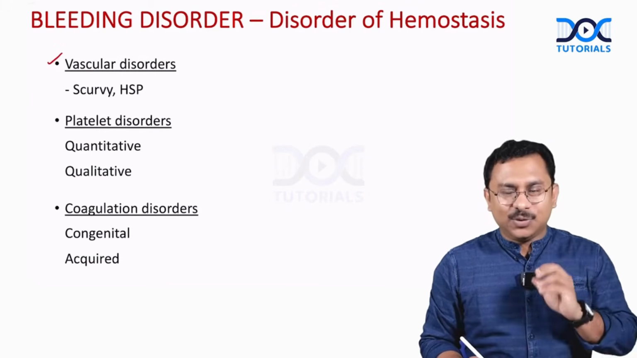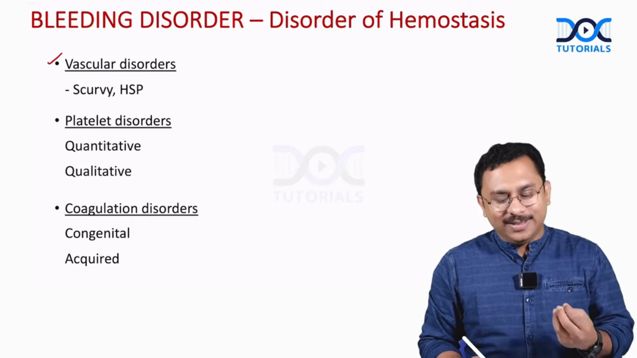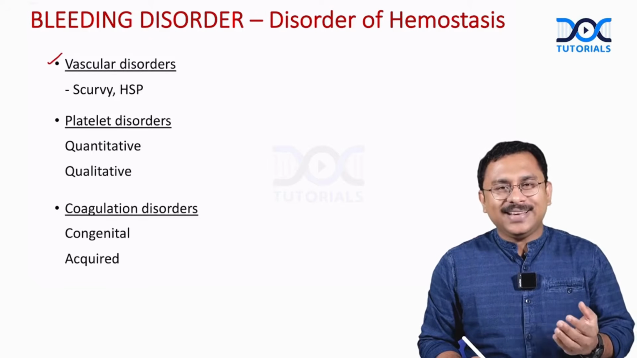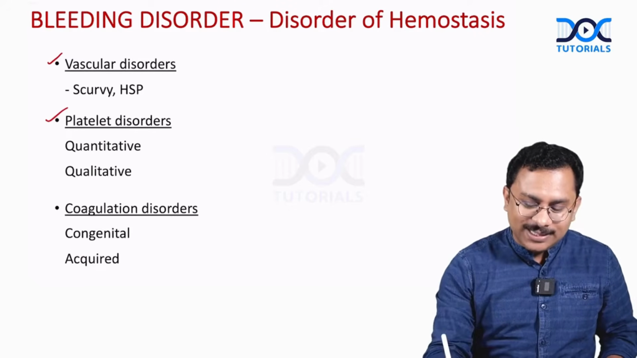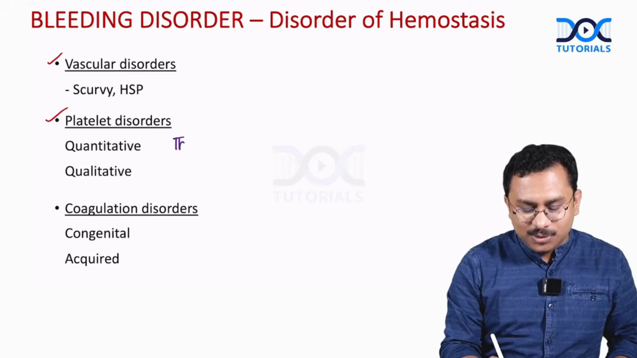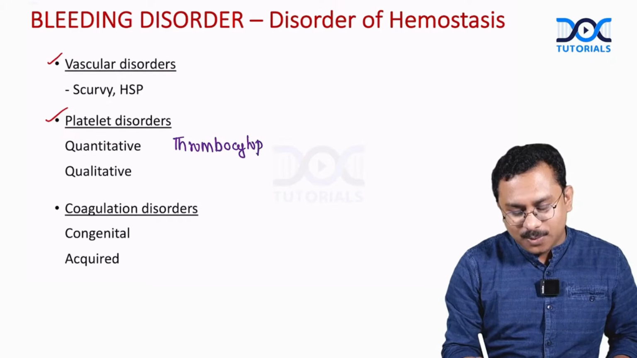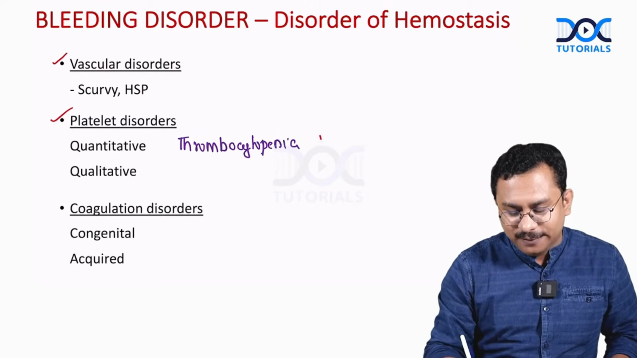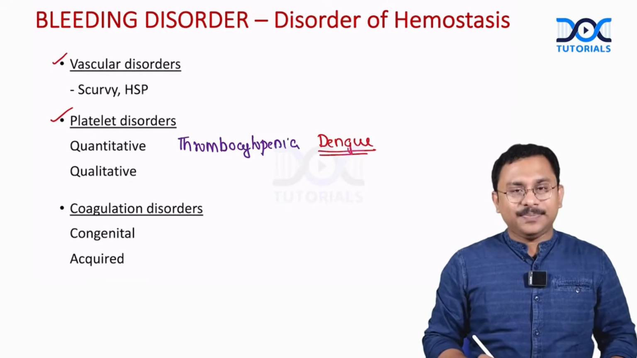of vascular disorders like scurvy, which is going to affect the integrity of the blood vessel wall, small vessel vasculitis like Henoch-Schönlein purpura, and platelet disorders, which can be a quantitative defect, which means there is a thrombocytopenia. Thrombocytopenia, for example, can happen because of an infection like dengue. So you can have a decrease in the number of platelets.